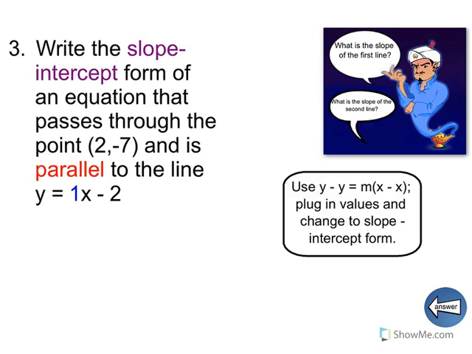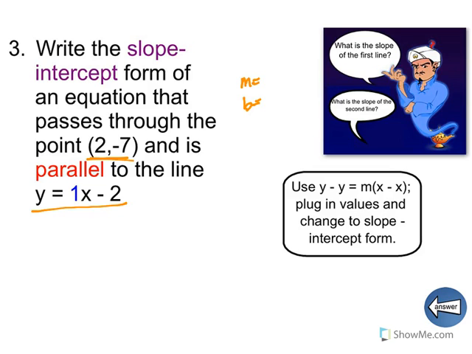Okay, let's try this again. But this time, instead of solving for the y-intercept, let's use point-slope form and let's rewrite it. So again, we're writing the equation in slope-intercept form for a line that passes through the point 2, negative 7, and is parallel to the line y equals 1x minus 2. Now, remember that we're going to need two things here. We're going to need the slope, and we're going to need the y-intercept.